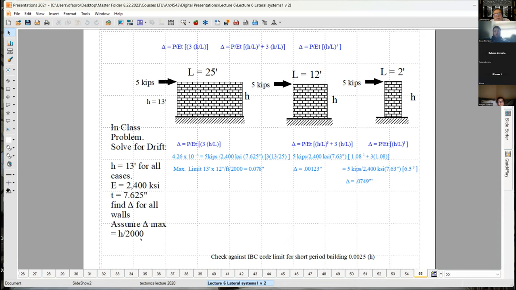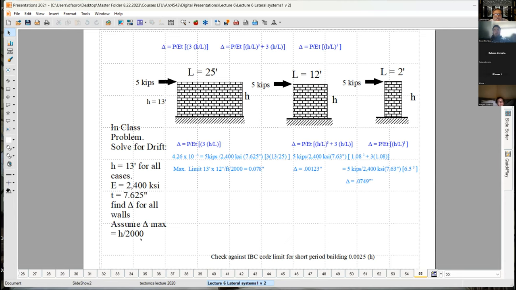Now, what is our maximum limit for this wall? Well, if this is masonry, it's going to have a fairly low tolerance for drift. It's going to be H over 2000, based on the charts that I was showing you earlier. So we'd have 13 feet times 12 divided by 2,000, which is 0.078 inches.